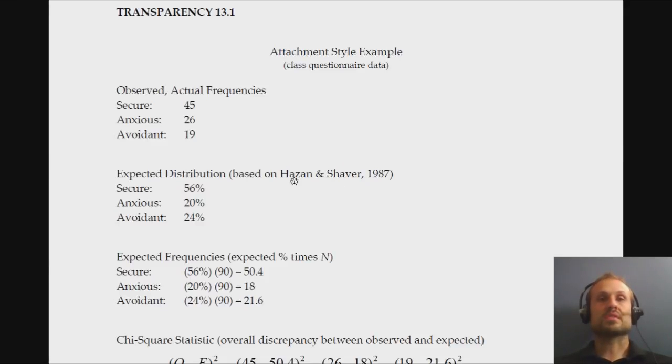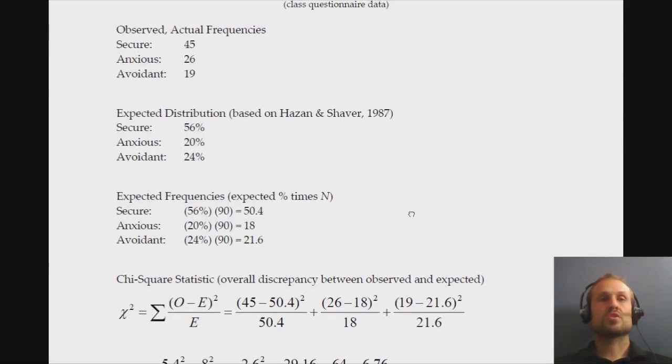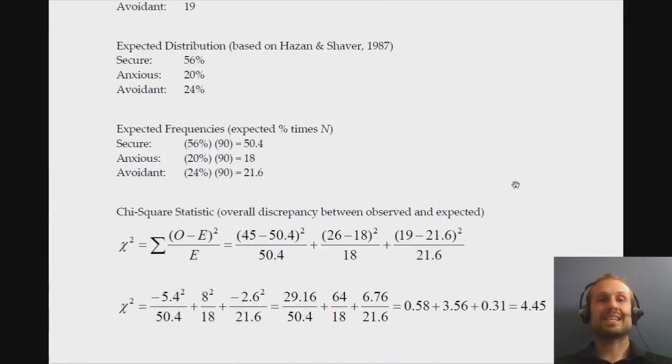Now, from a previous study done in 1978, the breakdown that you'd expect are these percentages. So from that, I can take my 90 sample, 20% of that is 18, then I expect 18 people to be anxious in my sample and 21.6 to be avoidant. How do I calculate the chi-squared statistic?